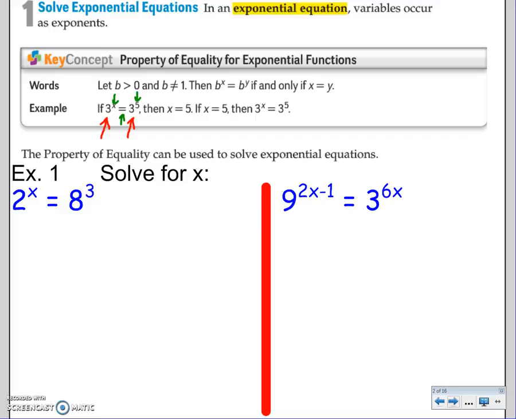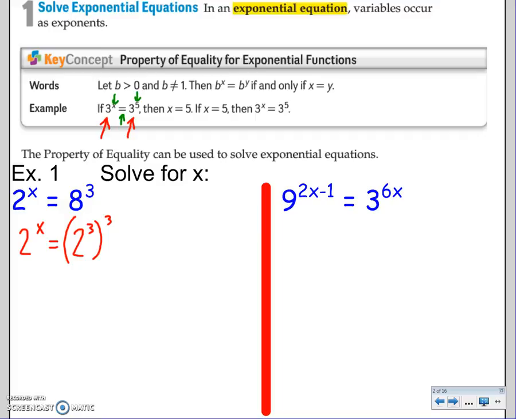So let's look at example 1. We have 2 to the x power equals 8 to the third power. Now they do not have the same bases, but we can rewrite one of them. Is it easier to turn 2 into 8 or 8 into 2? Well, it's easier to turn 8 into 2, because we should know that 8 is a perfect cube. 8 is really 2 cubed. Inside the parentheses is still technically 8, because 2 times 2 is 4, times 2 is 8.